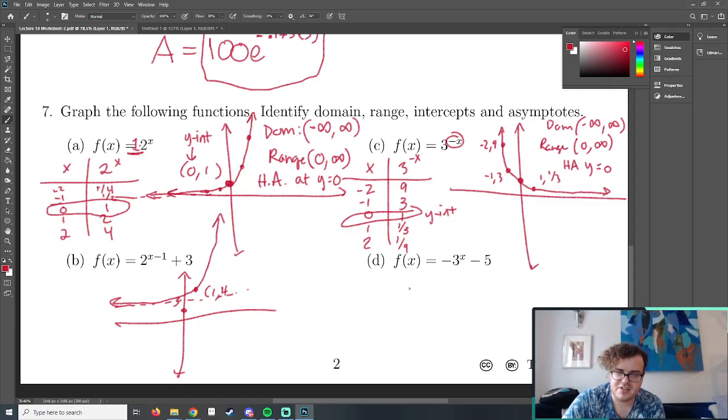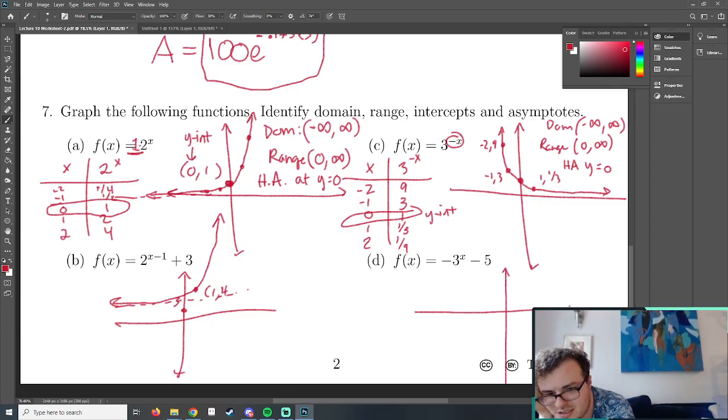And finally, this is just another set of transformations. I'm going to give this one without comment. So 3 to the x would normally be this. So negative 3 to the x would normally be that. And then minus 5 just means we shift it down 5 units. So this is y equals negative 5 over here. It goes like this. This would be the point (0, -6).